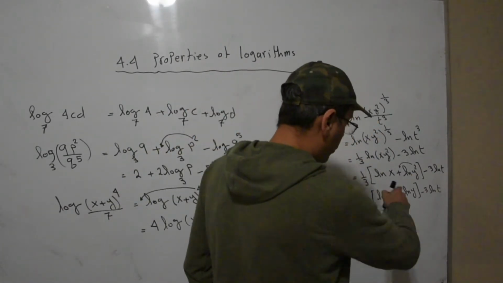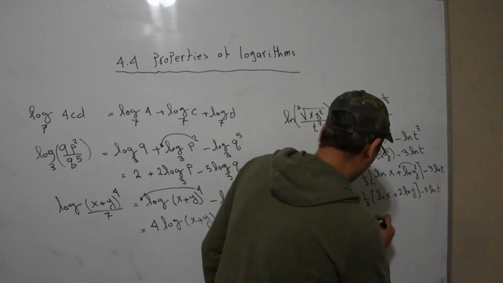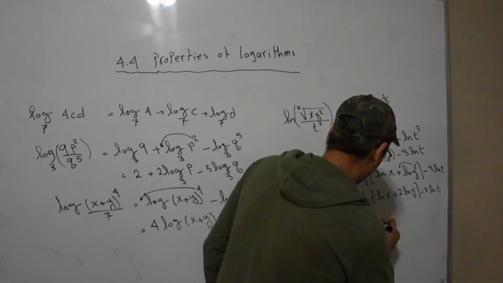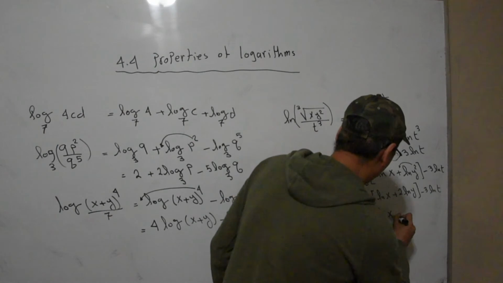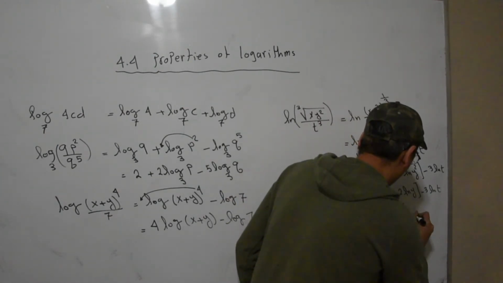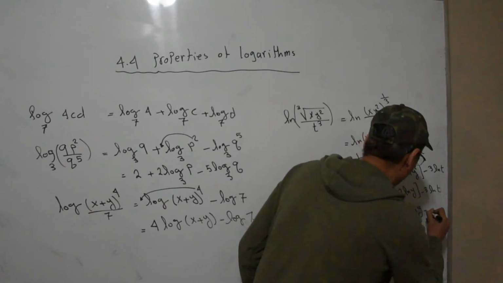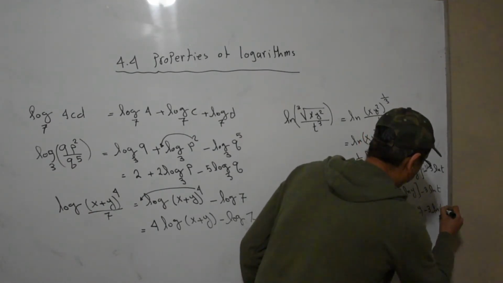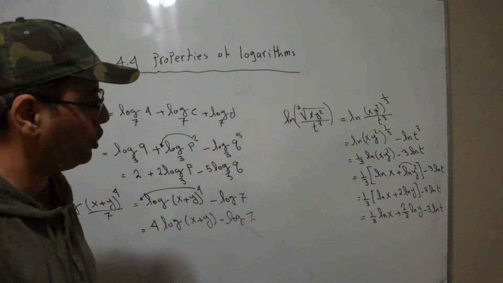Okay, so now I distribute the 1/3. So I have 1/3 ln of x plus 1/3 times 2 is 2/3 ln of y minus 3 ln of t. And this is the solution of this problem.